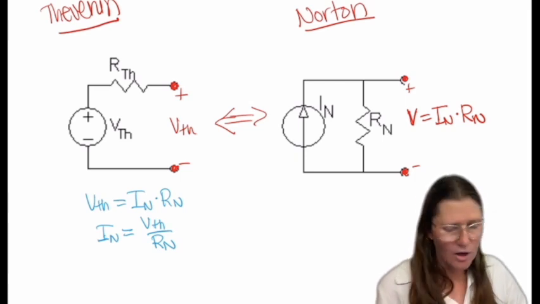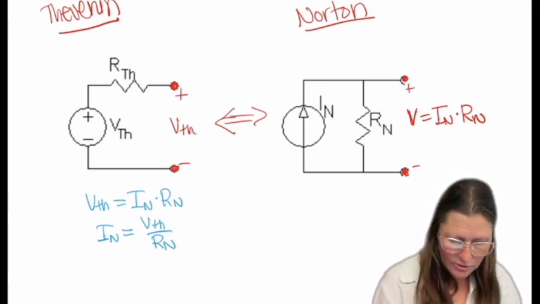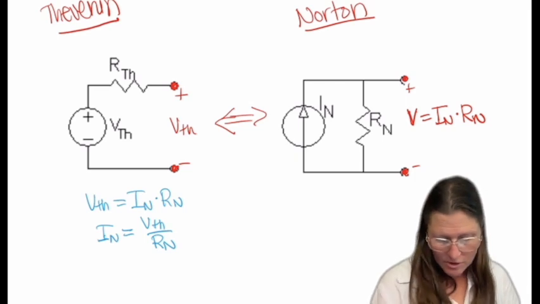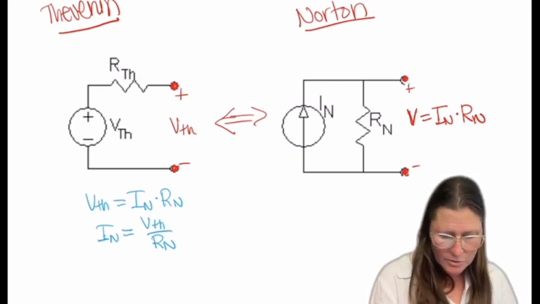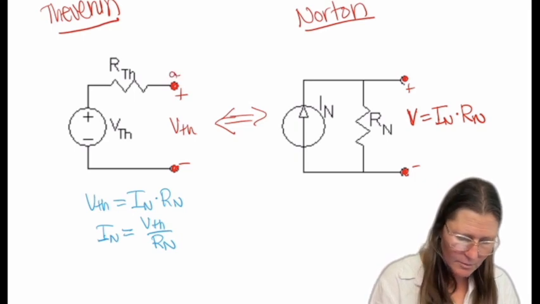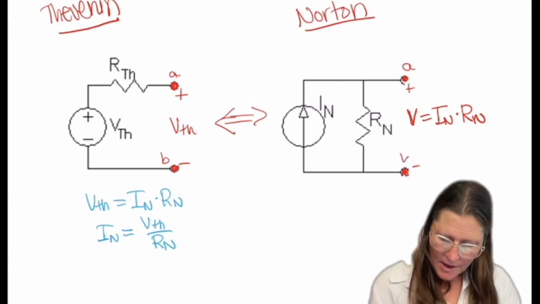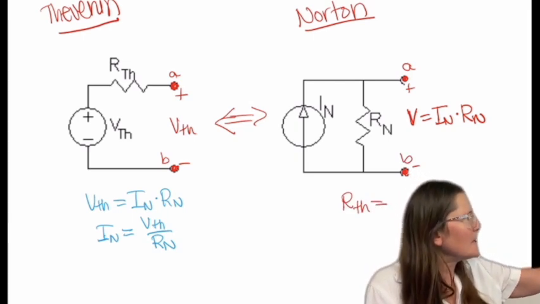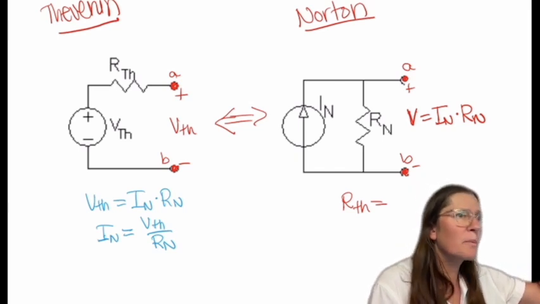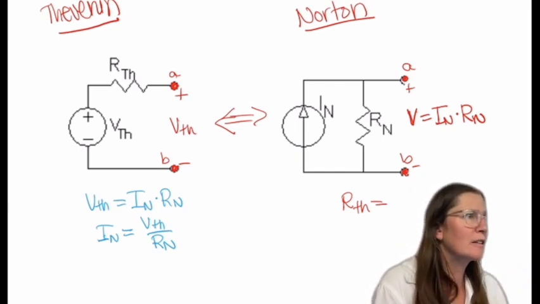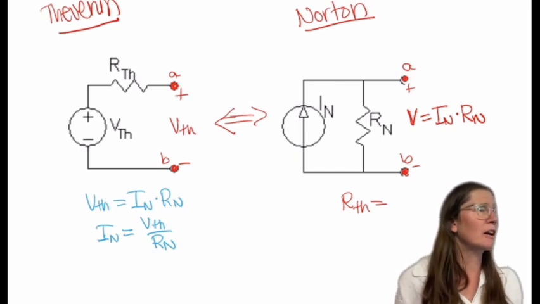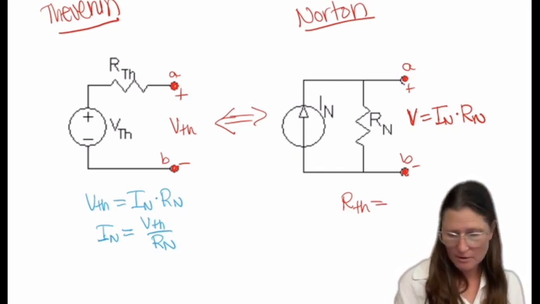So what about RN and RTH? To find RTH, you would short VTH, and then RTH is still the equivalent between A and B here. This is A and B. If you find the equivalent from A to B, IN is just an open, so your measurement is going to be RN. They're just going to be the same, right? RTH would equal RN. So you're going to find RTH or RN the same way.